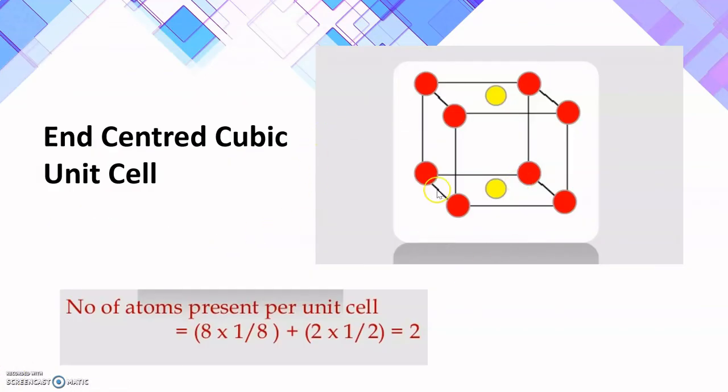In an end-centered unit cell, in addition to the corner atoms, there are atoms at the 2 end faces. Atoms at the end faces are shared by 2 unit cells. Hence, their contribution is 1 by 2. Since there are 2 such end face atoms, the total contribution will be 2 into 1 by 2 equals 1. Thus, the total number of atoms per an end-centered unit cell is 1 plus 1, that is equal to 2.